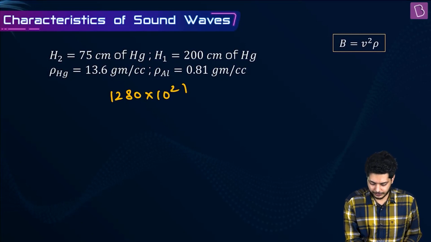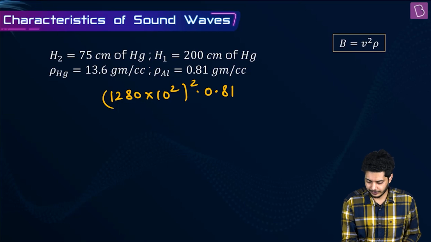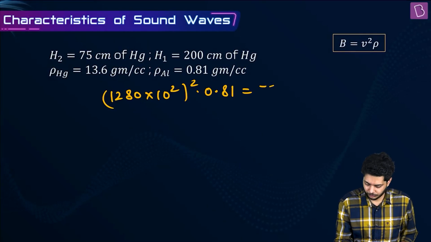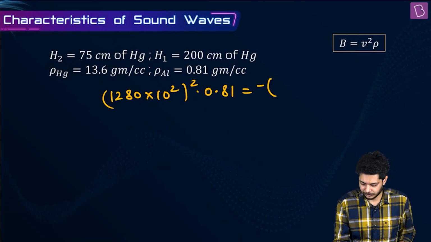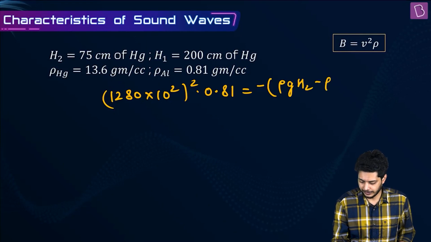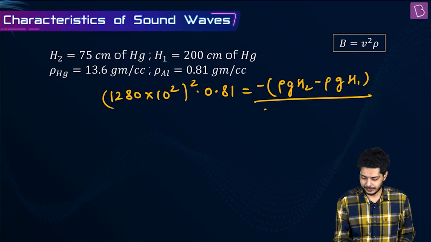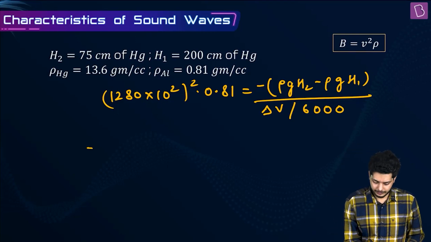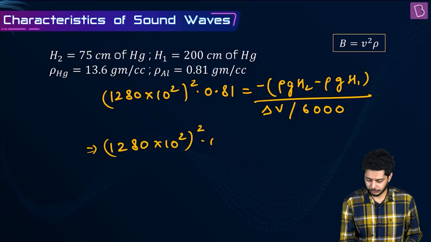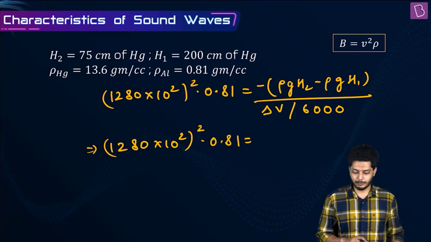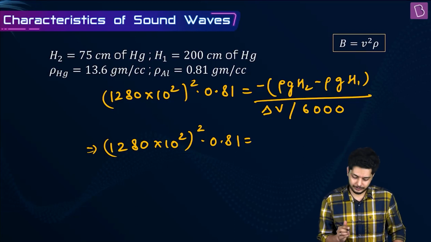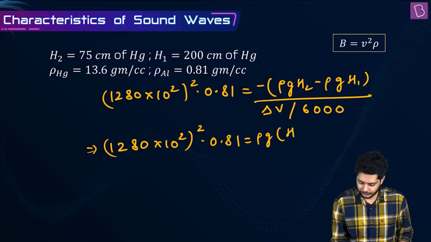1280 into 10 square whole square into 0.81 is equal to, let me see once more, minus rho g h2 minus rho g h1 divided by change in volume divided by initial volume. Okay. All right. Now if we move further, 1280 into 10 square whole square into 0.81 is equal to minus of rho g h2 minus rho g h1. So this will be rho g h1 minus rho g h2.